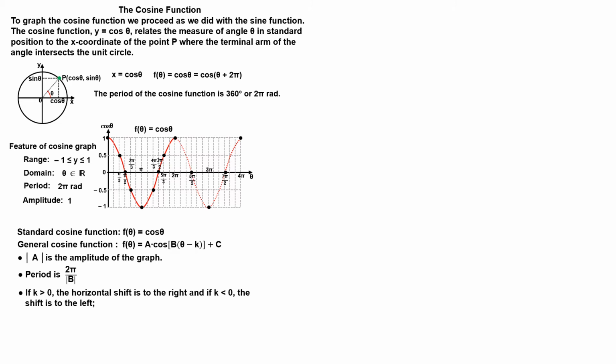The number c is the vertical shift. If c is greater than 0, the shift is up, and if c is less than 0, the shift is down. Sketch the graph of the function.